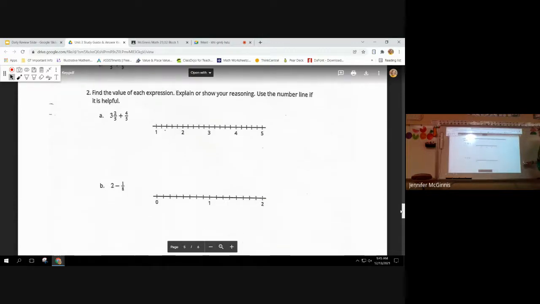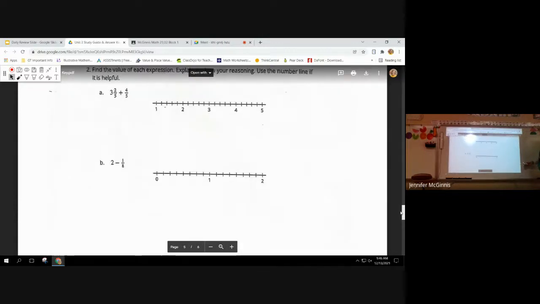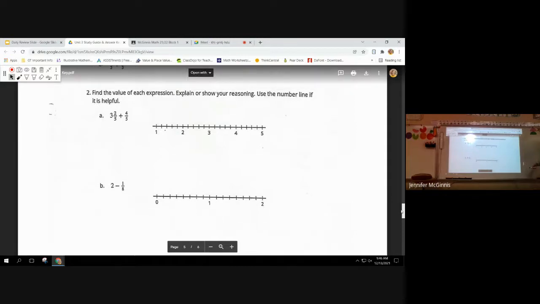Simple. All right. And the last question on our study guide says, find the value of each expression. Explain or show your reasoning. Use the number line if it is helpful. So let's do both of these because they both address different skills. So let's do both of them together for our recording.